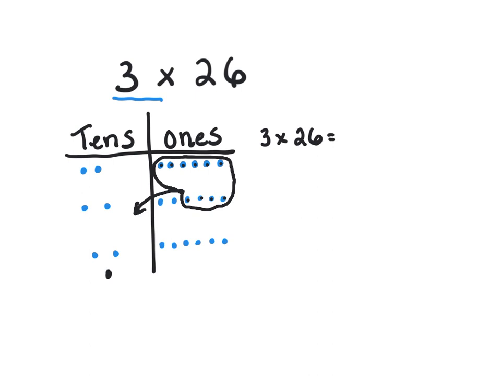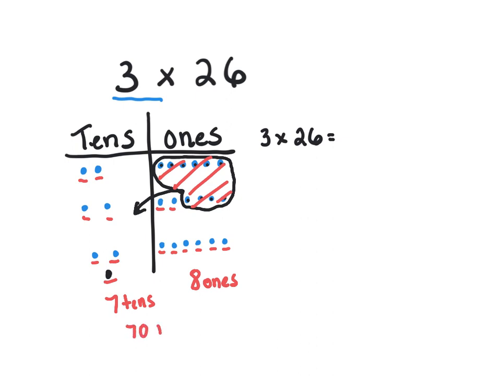All right, so what do we have left here? Well, we already used up these ones. Don't need those anymore. And we have 1, 2, 3, 4, 5, 6, 7, 8. We have 8 ones. And then how many tens do we have? We have 1, 2, 3, 4, 5, 6, 7. 7 tens. So we know that 7 tens is really just 70. 8 ones is just 8, which would give us a product of 78.